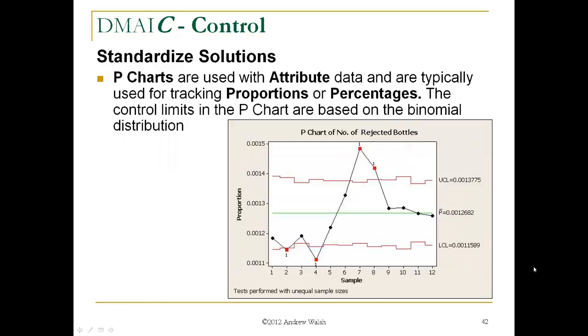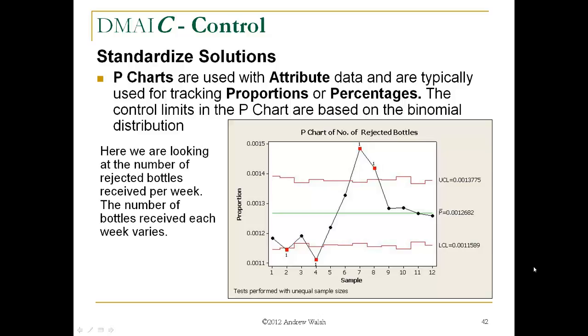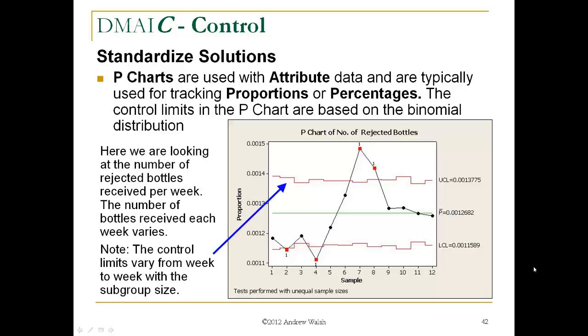P charts are used with attribute data and are typically used for tracking proportions or percentages. The control limits in the P chart are based on the binomial distribution. Here we are looking at the number of rejected bottles received per week. The number of bottles received each week varies. So one week you may get 10,295 bottles, and the next week you'll get 11,250 bottles, whatever it may happen to be. So you note that the control limits vary from week to week with the subgroup size.